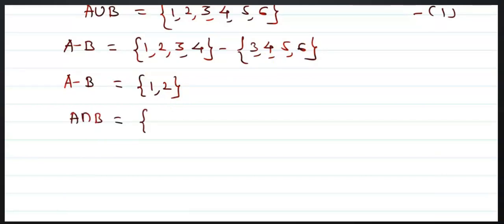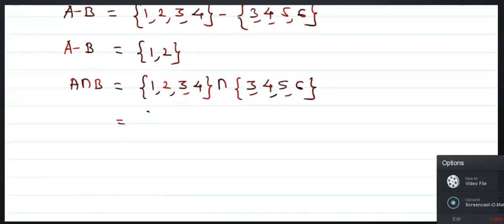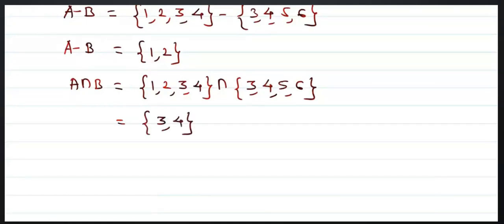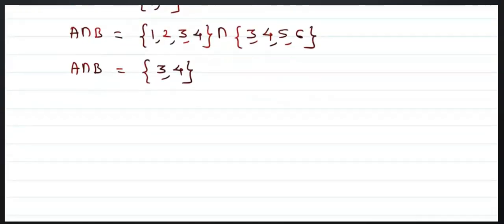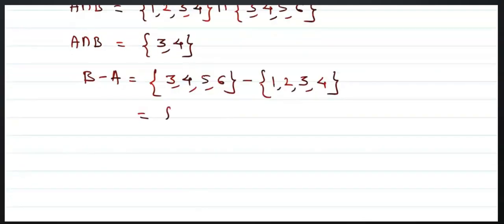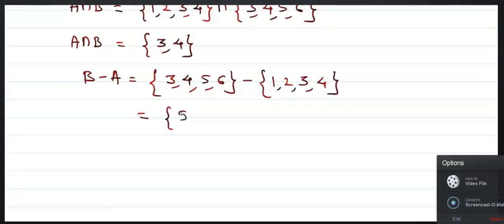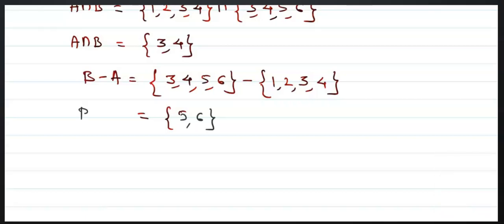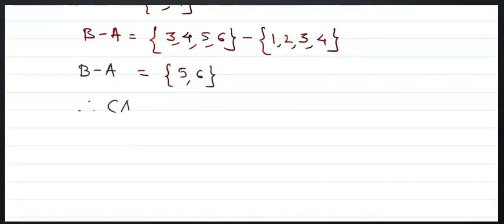A intersection B is equal to {1, 2, 3, 4} intersection {3, 4, 5, 6}, which are the common elements. 3, 4 is the common element. B minus A is equal to {3, 4, 5, 6} minus {1, 2, 3, 4}, and that's why you will get 5, 6. We subtract the common elements. B minus A is equal to {5, 6}.